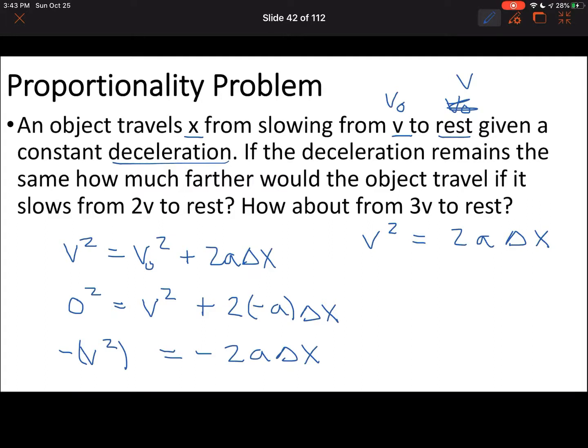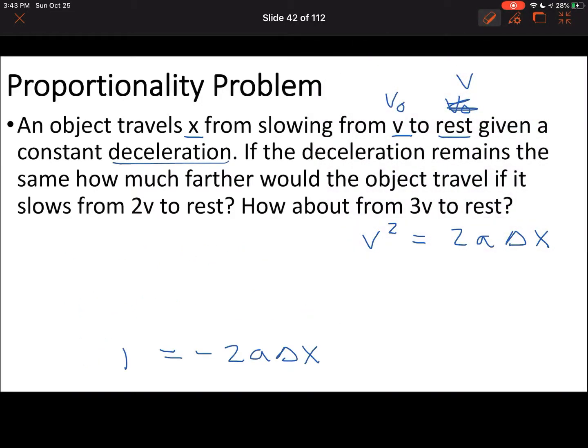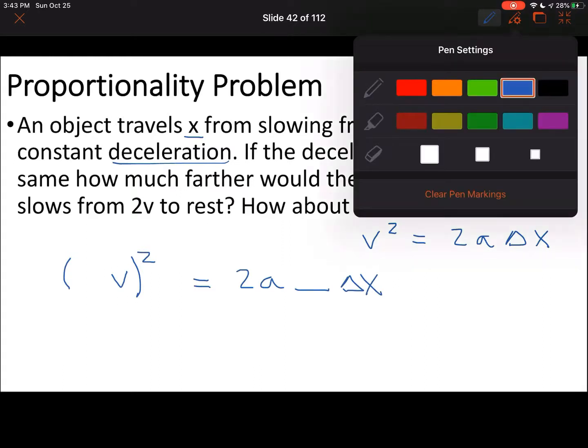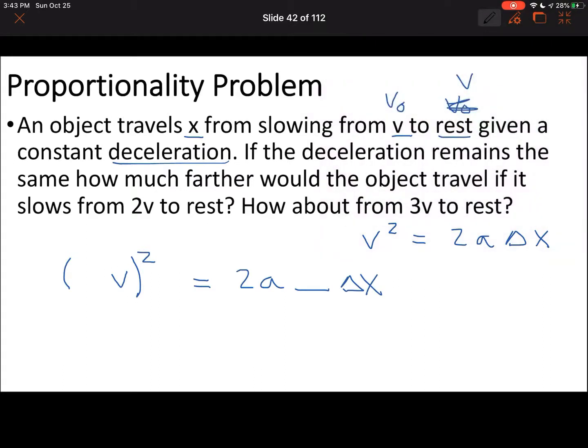So again, this is why we need to be able to solve things variably. Now we want to know, if I start changing things, how is my displacement going to change? I'm going to keep my acceleration constant. It's going to be the same a, but what's going to differ is my initial speed. Now I want to make another proportionality statement, and we have to make sure that we do something like this: v squared is equal to 2a, which is going to remain the same, and then delta x.